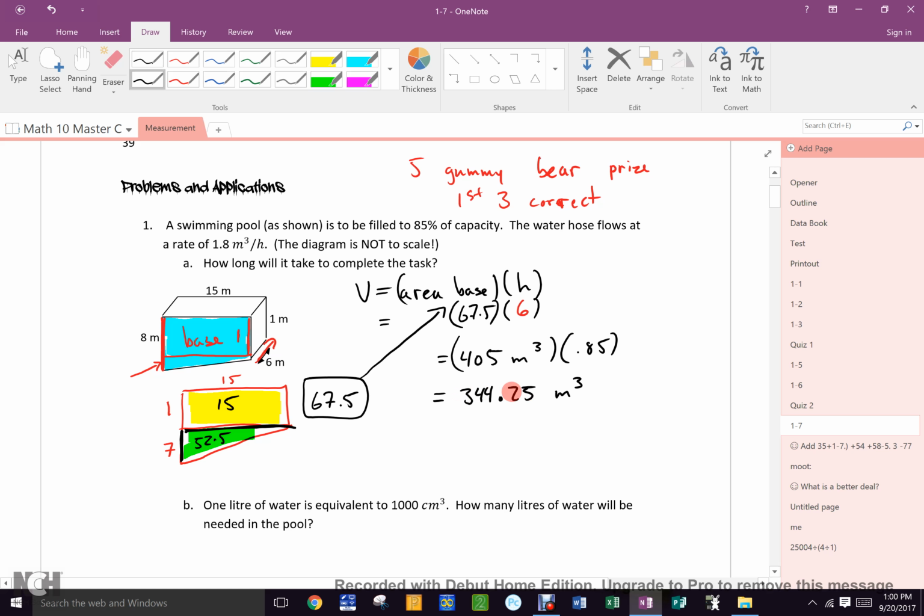So, we got to here. Now, the question was how long it's going to take. Well, if I fill 1.8 meters per hour, and I need to fill that many meters, what math do I have to do? Divide by 1.8 to get 191.25 hours. And obviously, we're going to need to talk about the rest of this tomorrow. So we will see you tomorrow.